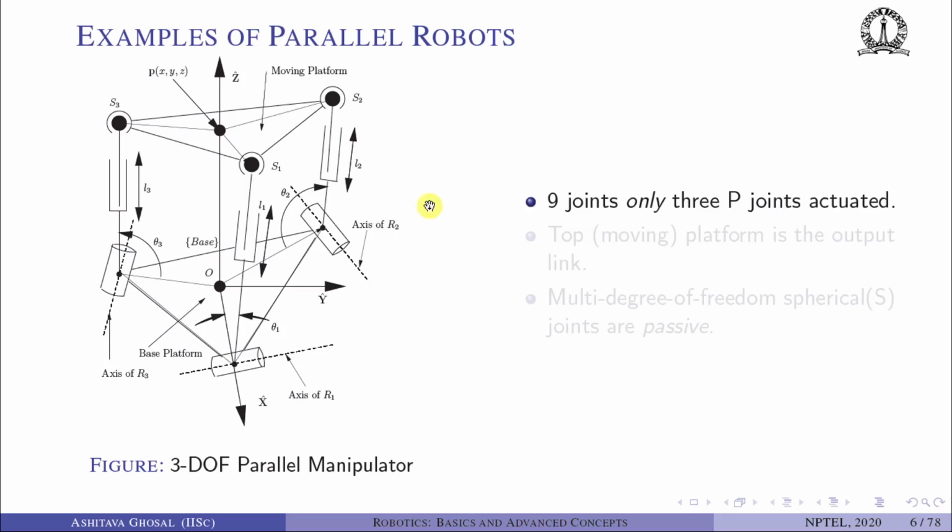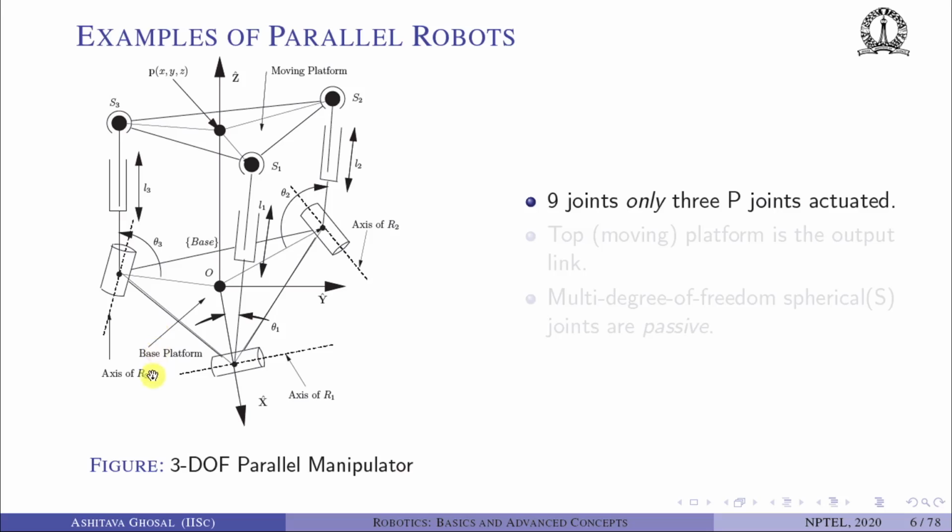Another example, this is a 3 degree of freedom parallel robot. It's a spatial parallel robot. It consists of a fixed base, this is called the base platform, and a moving platform, and this base to moving platform is connected by a rotary joint, a prismatic joint, and a spherical joint. Okay, so in this chain R, P, and S, the P joint is the one which is actuated.